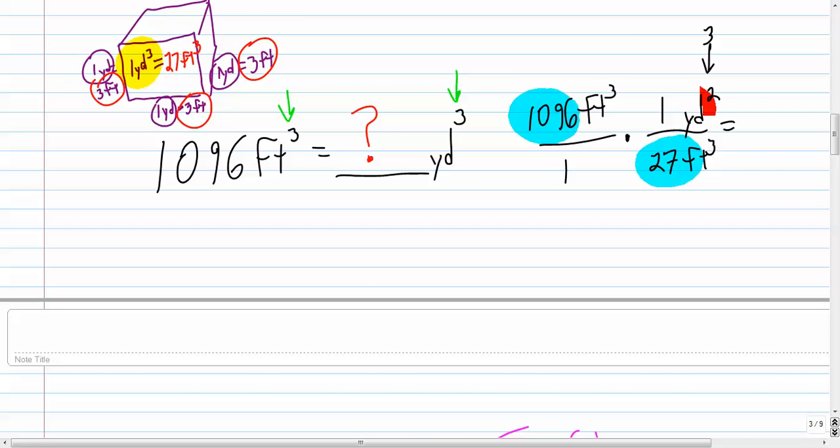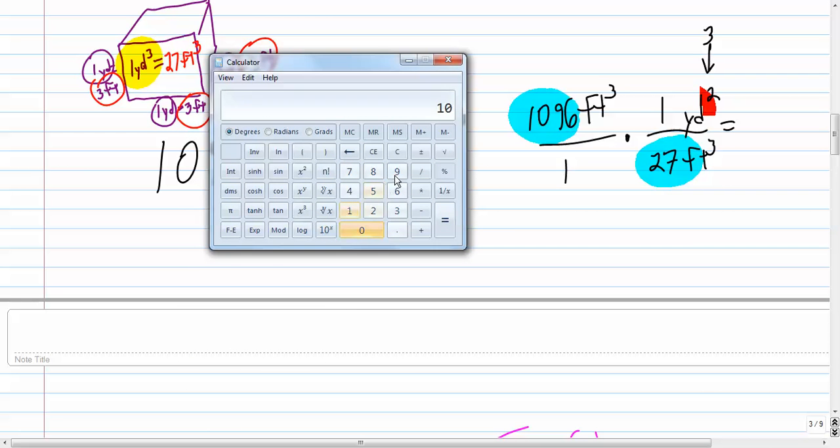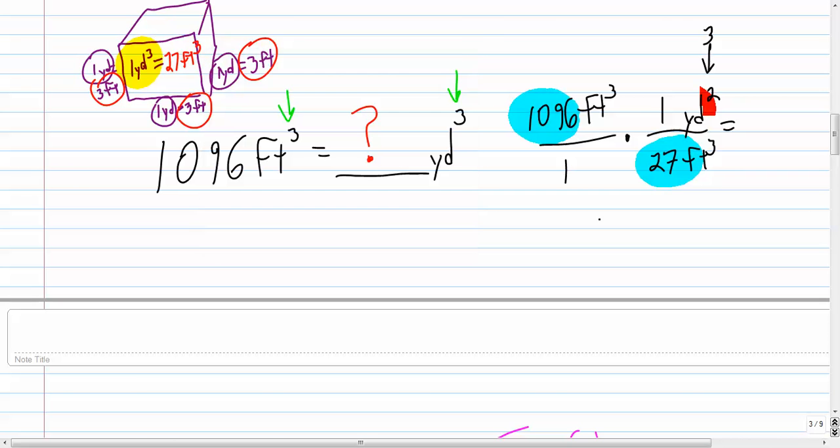So without actually writing the fraction, what have I got? I've got my 1,096 on top divided by my 27 on the bottom, and I wind up with 40.59. So 40.59 what? It is going to be cubic yards. That is so weird. Anyway, yards cubed.